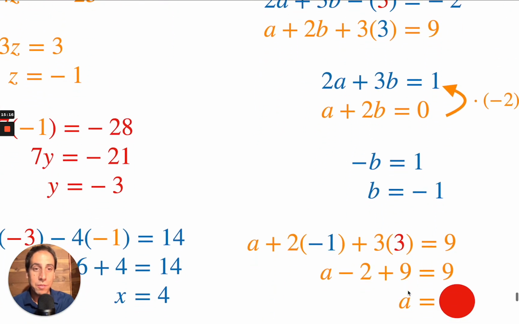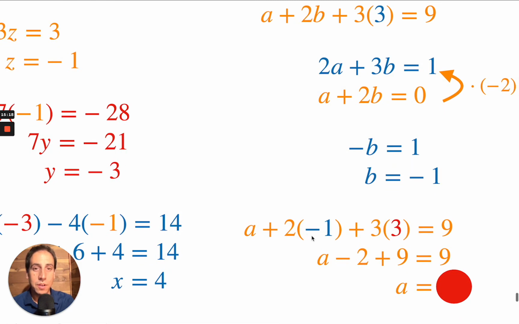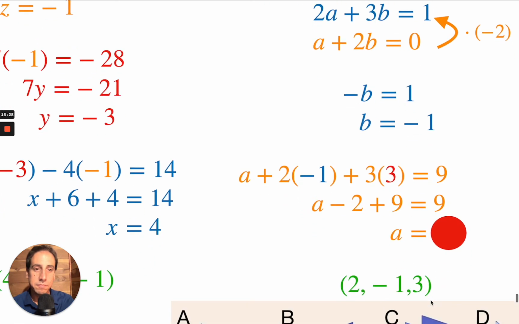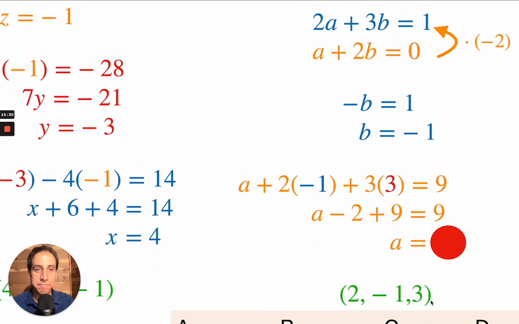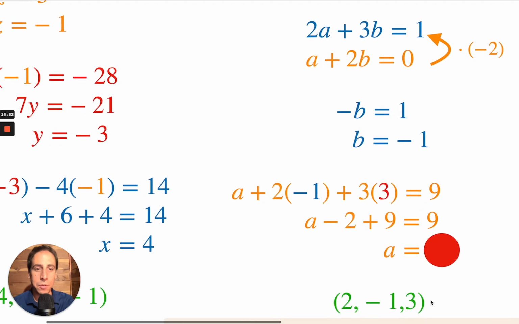Plug them back into the original. I get a is equal to 2 times negative 1 plus 3 times 3 is equal to 9. And then I think you can figure out what a is equal to from here. And so report your solution. Again, it's in alphabetical order, a, b, c.